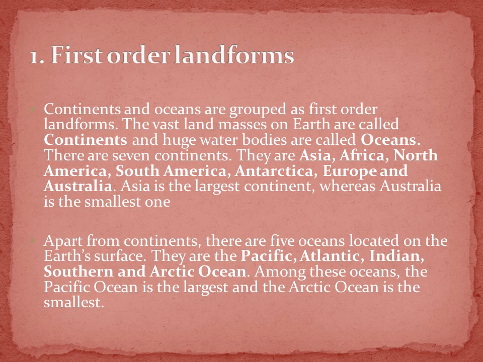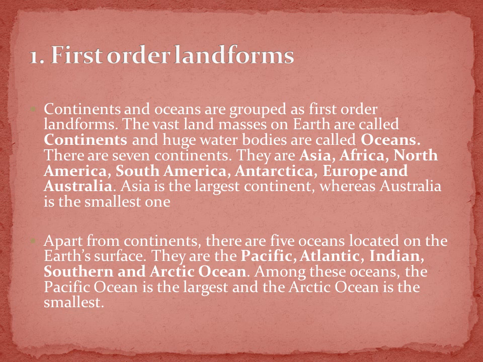First order landforms. Continents and oceans are grouped as first order landforms. The vast land masses on earth are called continents, and huge water bodies are called oceans. There are 7 continents. They are Asia, Africa, North America, South America, Antarctica, Europe, and Australia. Asia is the largest continent, whereas Australia is the smallest one.